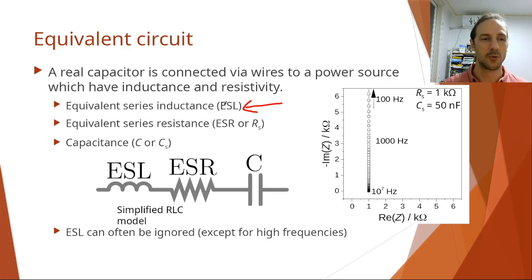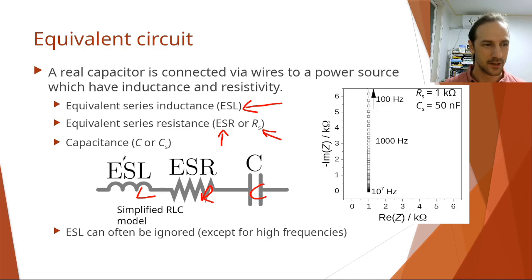So what we need to do is take into account that there is some equivalent series inductance, which is ESL, because L is the symbol for inductance, and then we have equivalent series resistance, which is called ESR. This we sometimes call RS, because it's like series resistance. And then of course we have the capacitance of our capacitor, which is C or CS. And this is basically the simplified RLC model, because resistor, inductor, and capacitor, so RLC model.